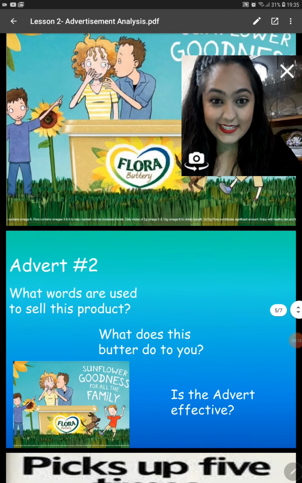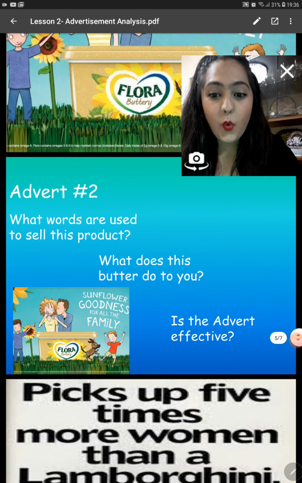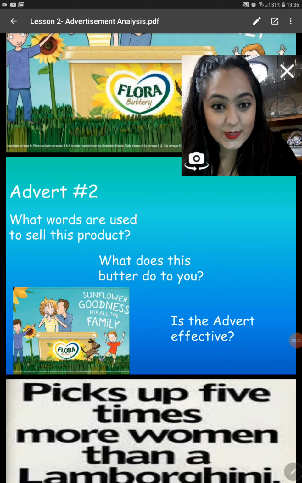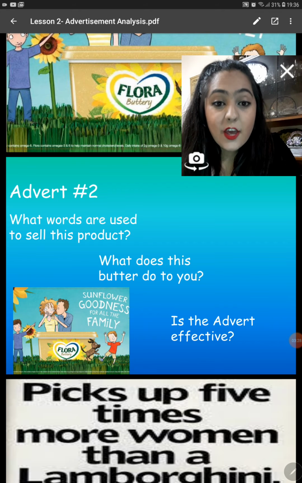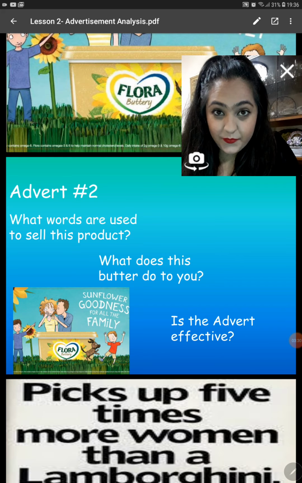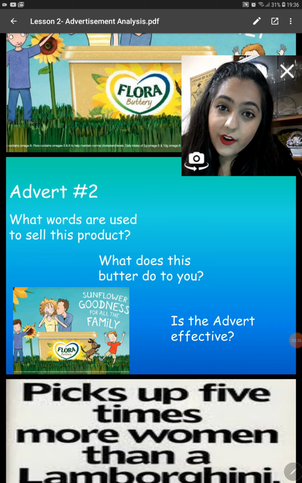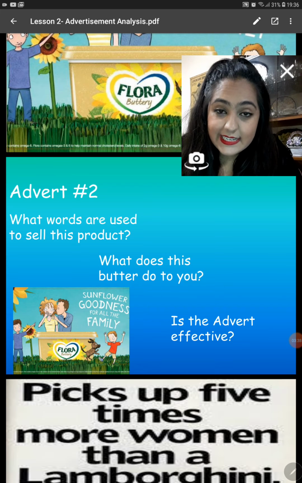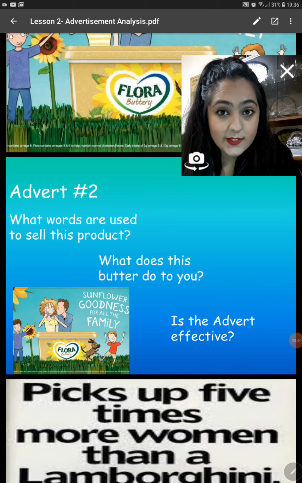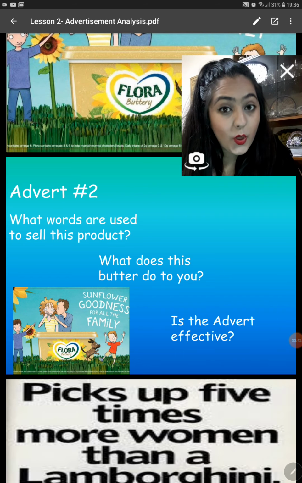So let's analyze this advert now. What words are used to sell this product? The words that they are using are sunflower goodness for all the family. So if your parents see this advert, they'll say, wow, Flora has sunflowers in it. That's some good oils for our family.